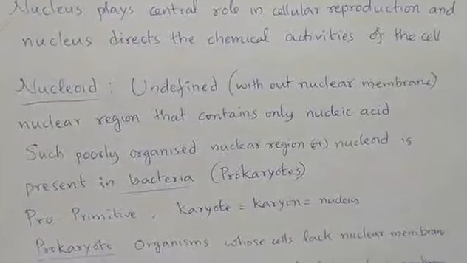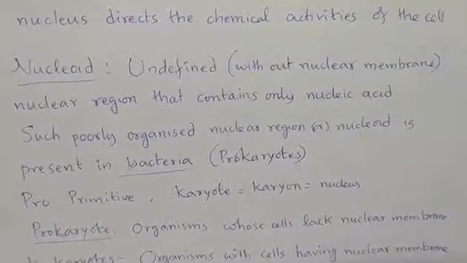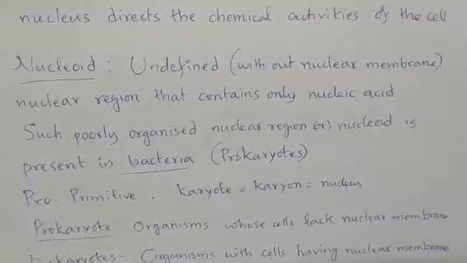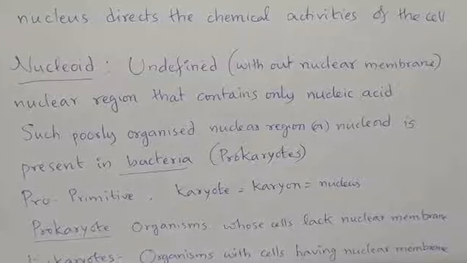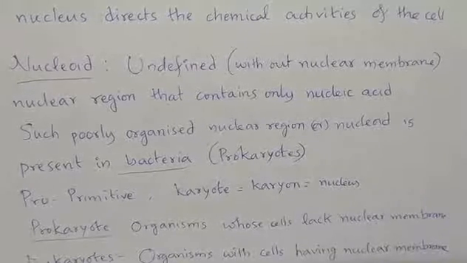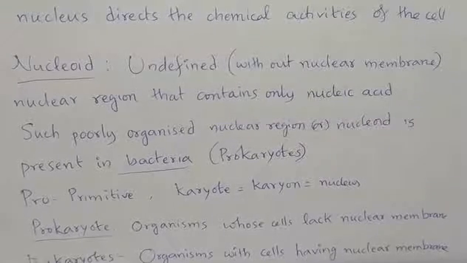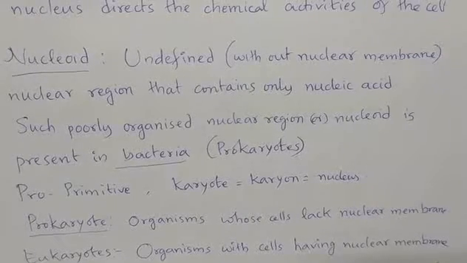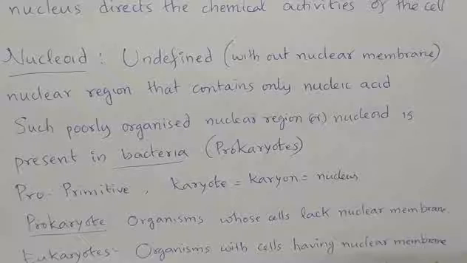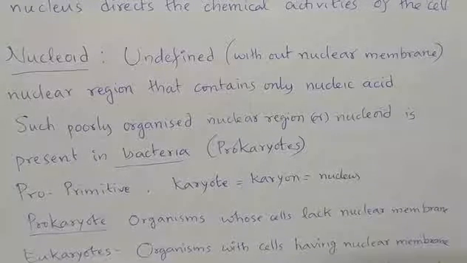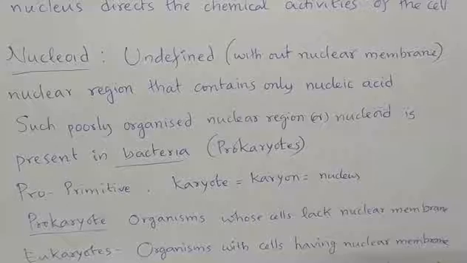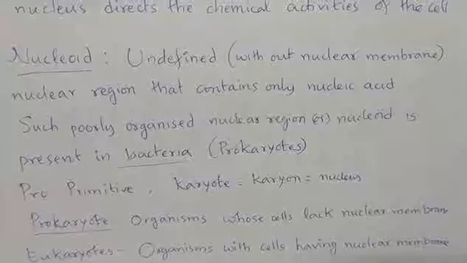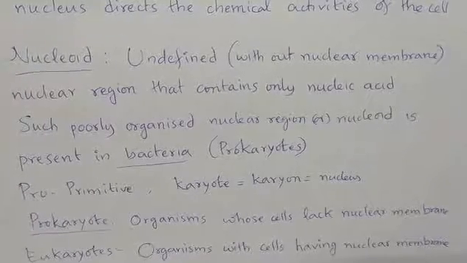Prokaryotes are organisms whose cells lack a nuclear membrane. They do not contain a nuclear membrane covering the region which contains the nucleic acid. And eukaryotes: eu means true, karyon means nucleus. True nucleus containing organisms means they contain a defined nucleus. A nucleus with a double layered covering membrane is known as a defined nucleus. Such organisms with cells having a nuclear membrane are known as eukaryotes.